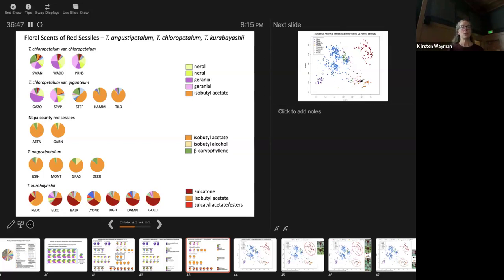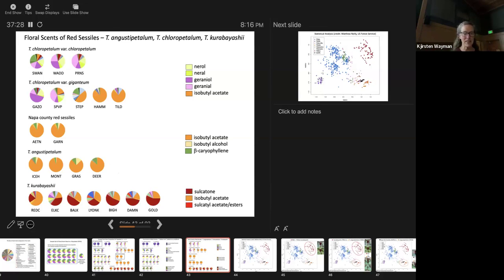Remember, one of our big questions was, is Trillium kirbyashii a distinct species from angustipetalum, or are they the same species? Well, if we look at the floral scent compositions, look at Trillium kirbyashii. It's quite a bit different. In most of the populations, the major compound is this compound sulcatone, this maroon compound, whereas angustipetalum has more of the isobutyl acetate. So kirbyashii also has isobutyl acetate as one of its major compounds, but not quite the major compound in the majority of the populations. And not only that, it's got a ton of other compounds. So the other, can't find the cursor here.